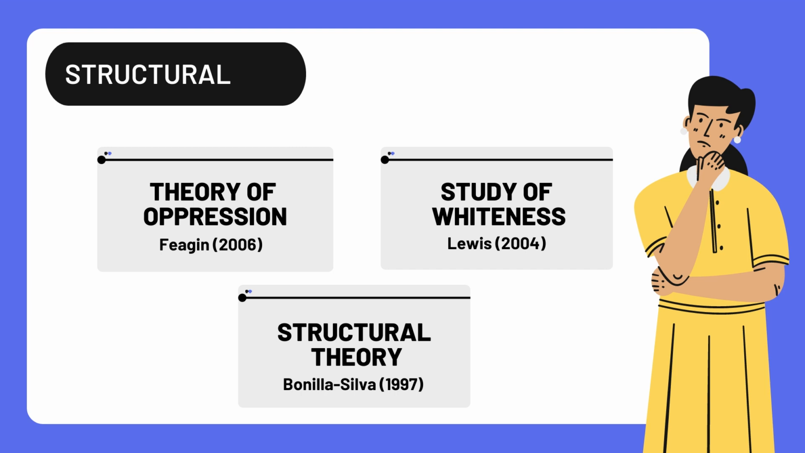Last is the structural theory. Bonilla-Silva in 1997 argues the central problem of the various approaches to the study of racial phenomena is their lack of a structural theory of racism. Bonilla-Silva's position is that when race emerged as a social construct, this racialized system resulted in privileging some groups over others. In the case of US society, whites assume a privilege over blacks and other people of color.